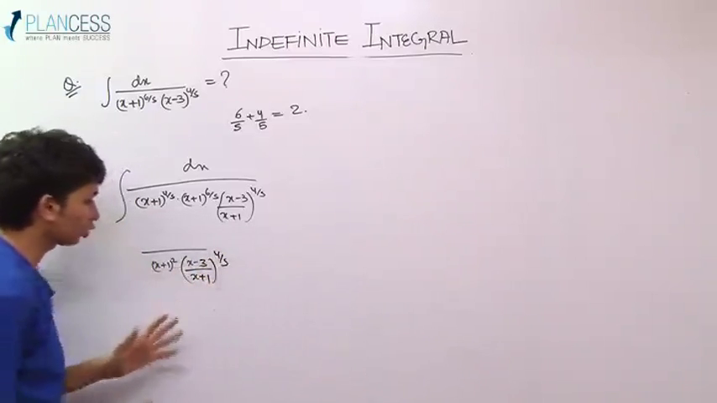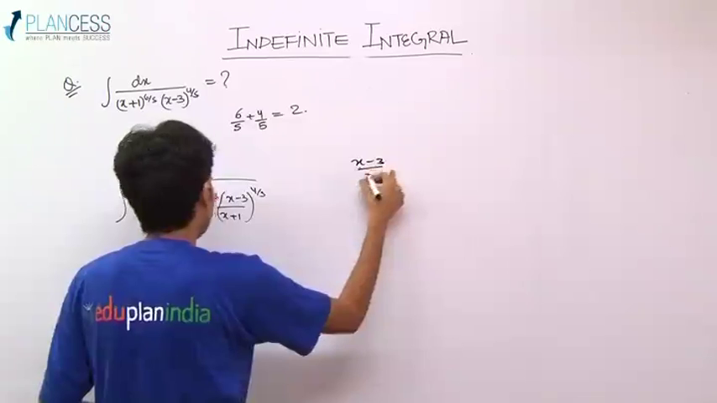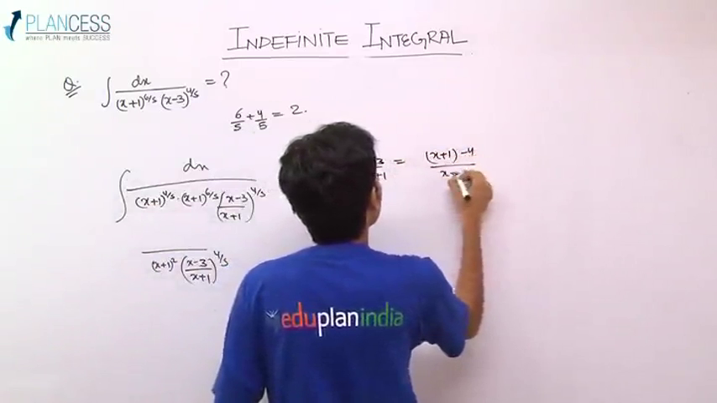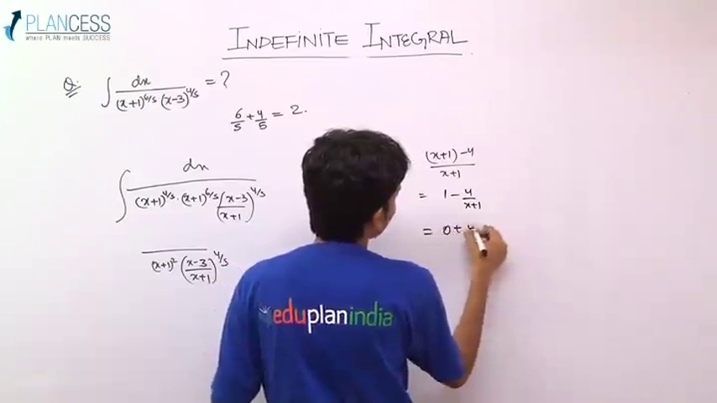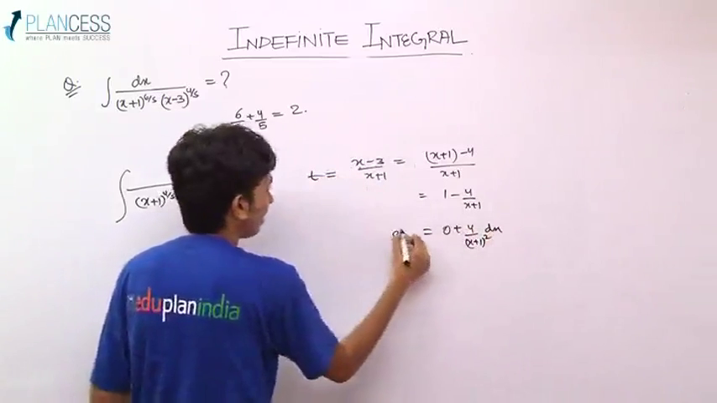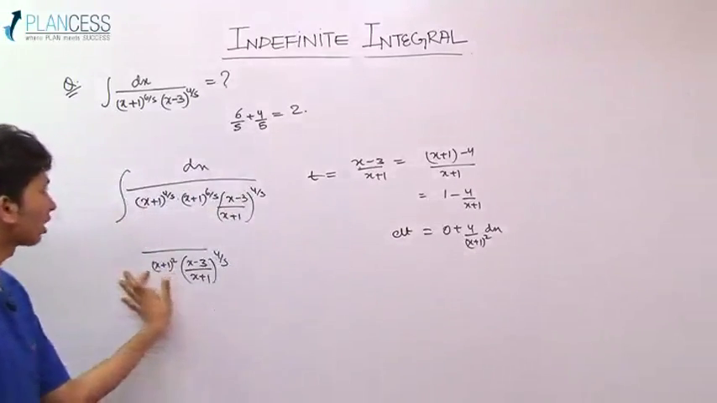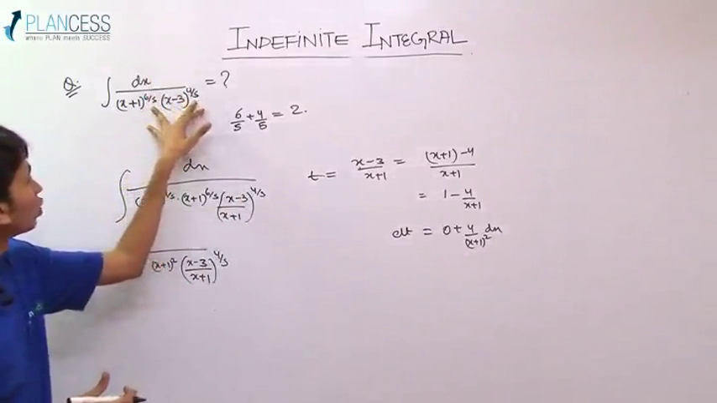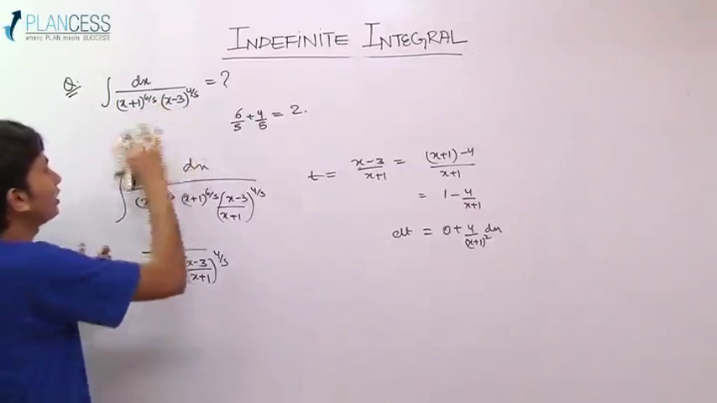The purpose of doing this was that if I differentiate x minus 3 upon x plus 1, which in other terms can be written as x plus 1 minus 4 upon x plus 1, or 1 minus 4 upon x plus 1, differentiating gives 0 plus 4 upon (x plus 1) whole square dx. If I write this as t, then dt gives me this. So x plus 1 square is generated, and I have already got x plus 1 square here. The tip I am trying to give you is, if you have something like this and you see that these two powers add up to be 2, then the best way is, actually there is only one way.